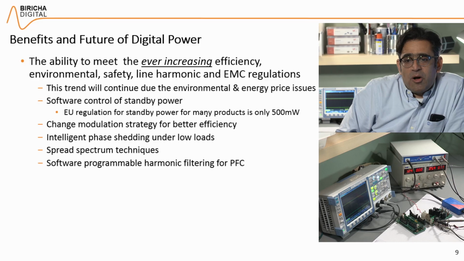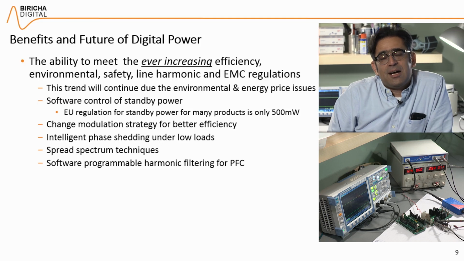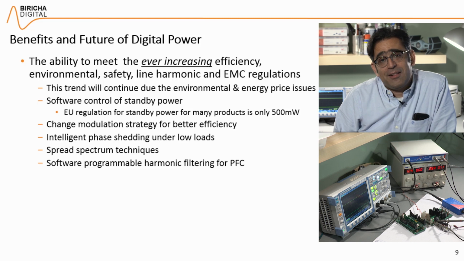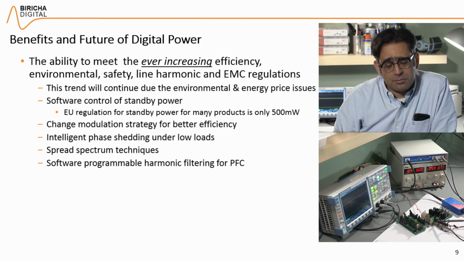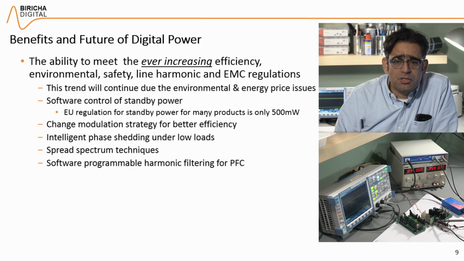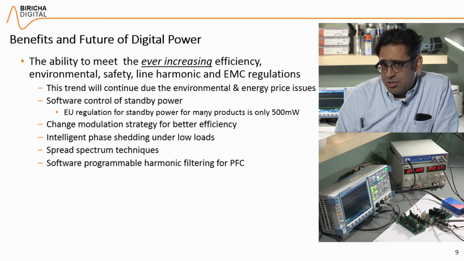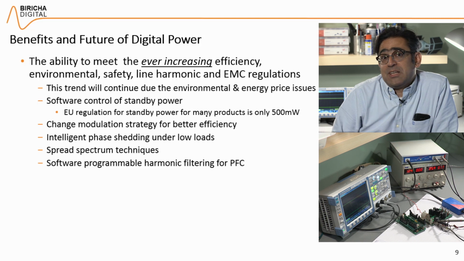Software programmable harmonic filtering for PFC. Well, for those of you who design power factor correction units, again, this is a requirement for anything above 75 watts. You need to reduce typically the second harmonic of the line frequency. Now, line frequency changes from country to country. In Europe, we run at 50 Hertz. In the United States, at 60 Hertz.